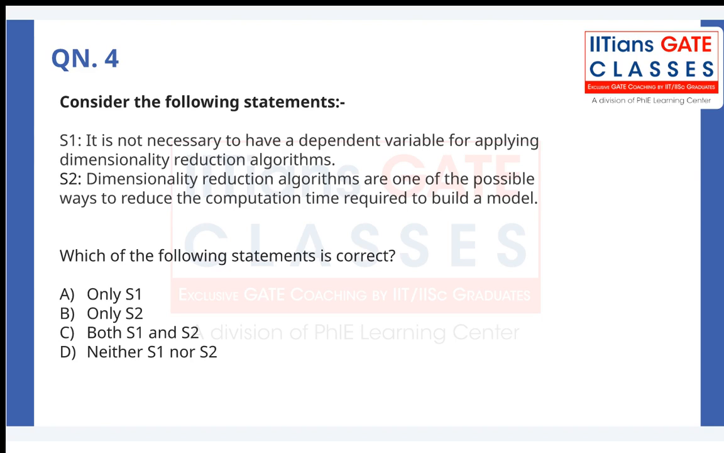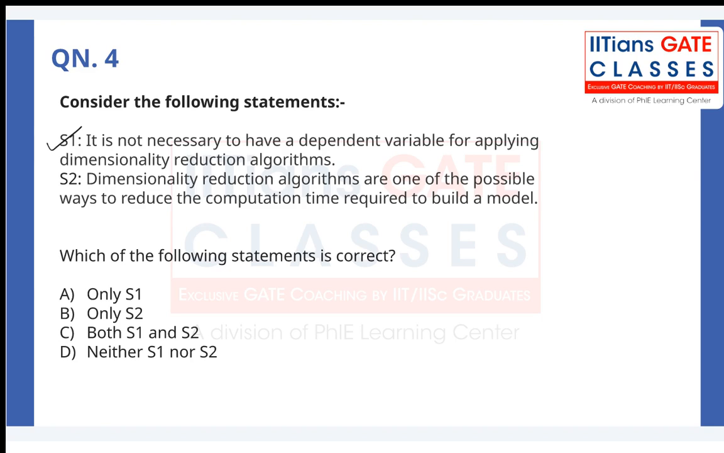But if you say I don't have a dependent variable but I want to do linear discriminant analysis or LDA, that is not possible, because LDA expects that it takes into account the target variable as well. So statement S1, that it is not necessary to have a dependent variable for applying dimensionality reduction algorithms, is absolutely correct. It is necessary to have a dependent variable only if you are trying to use linear discriminant analysis. It is not necessary to always have a dependent variable. If you are using PCA, it doesn't make any sense. It won't even take it into account.